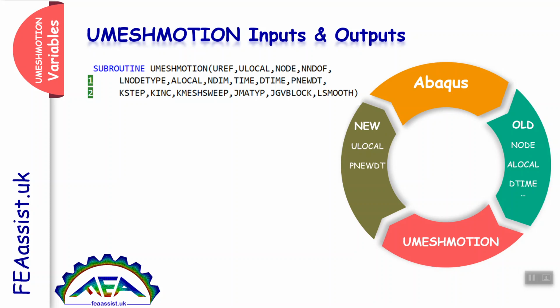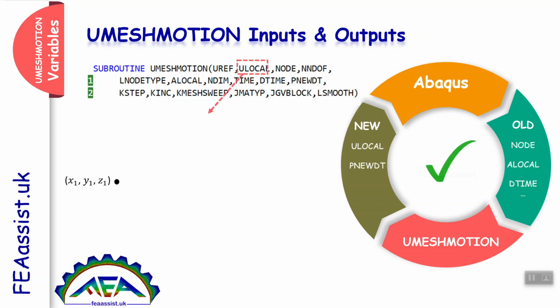Abaqus again uses these variables to recompute the nodes' positions and all the necessary variables. This is how Abaqus and UMeshMotion interact with each other, which is necessary to understand well in order to write a well-working UMeshMotion subroutine. Here I explain one of the variables, ULOCAL.